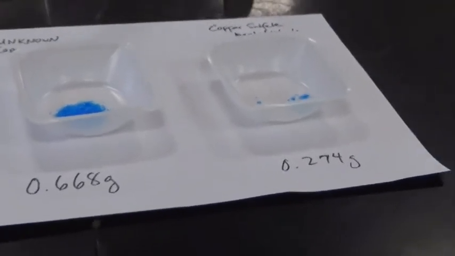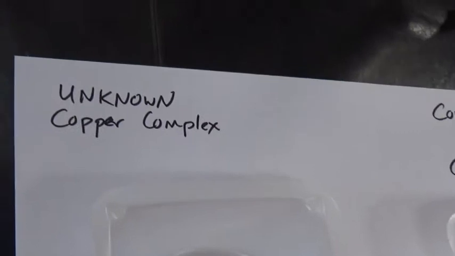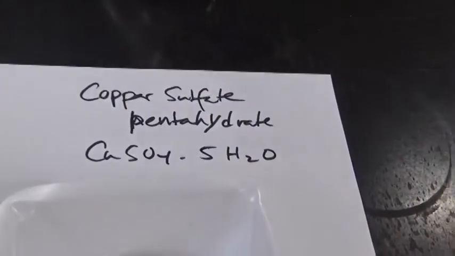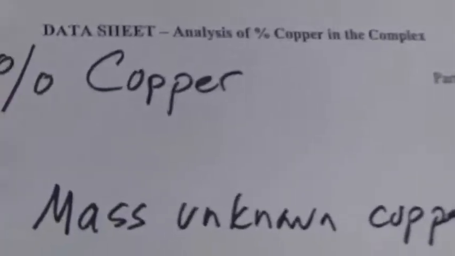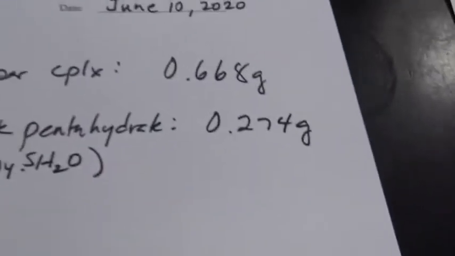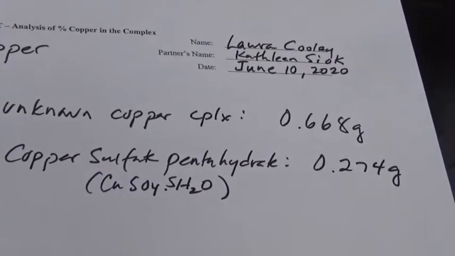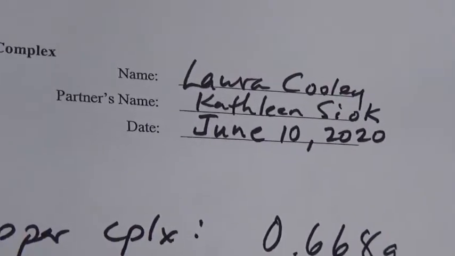Okay, so what we have here on the left is a weighed out sample of our copper complex, the unknown complex. And on the right is a weighed out sample of the copper sulfate pentahydrate. This happens to be the same chemical we used as one of the reactants. And what we're working on here is the percent of copper in the complex. That data has been copied onto a data sheet. Notice the people doing the experiment, your name, your partner's name, and the date.